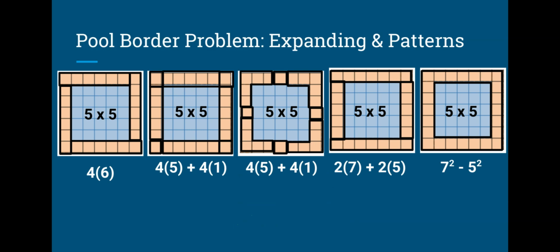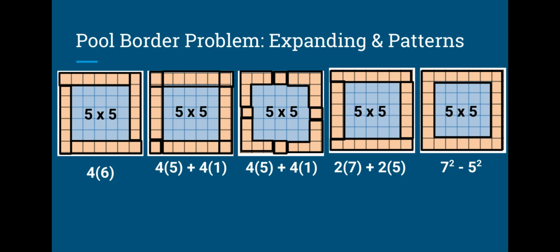When we expand the pool from a 3 by 3 to a 5 by 5, students may continue the visualization they had in the following ways. The 4 groups is no longer 4 groups of 4, it's now 4 groups of 6. It's no longer 4 groups of 3, it's now 4 groups of 5 and the 4 corner pieces. And that's the same for the middle diagram. And then it may no longer be 2 groups of 5 and 2 groups of 3. It may now be 2 groups of 7 and 2 groups of 5.